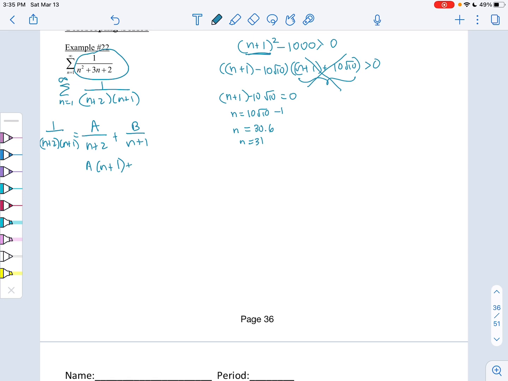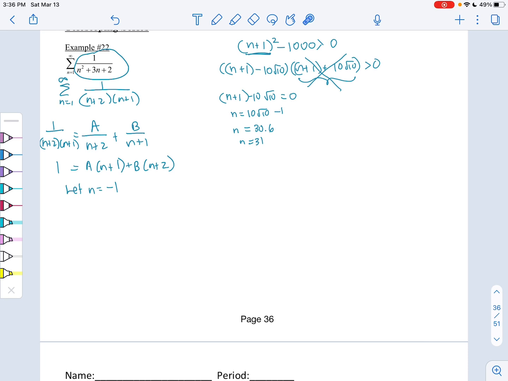If you remember from the previous chapter, in order to do this, we're going to ask ourselves what we would have to do in order to find a common denominator between these two fractions. That would involve taking A multiplied by n plus 1, taking B times n plus 2, setting that all equal to 1. Now, we're going to let the value of n be equal to certain values to eliminate the coefficient so we can solve for the other one.